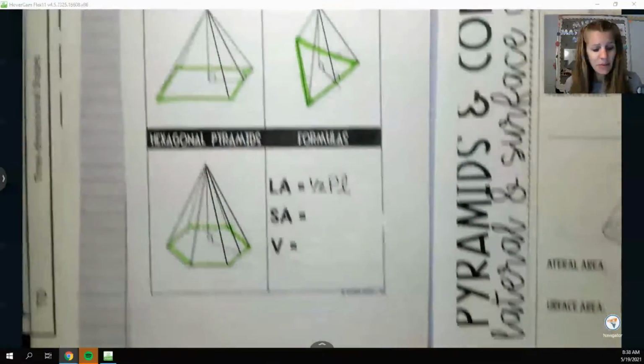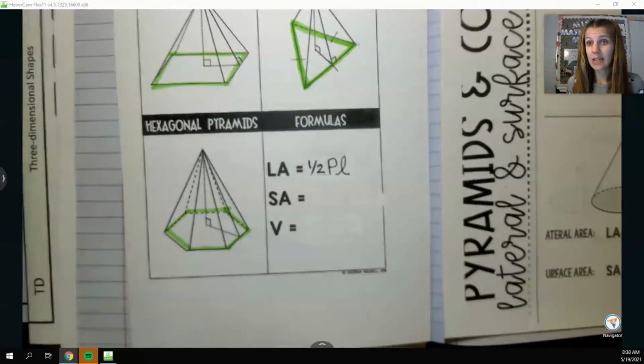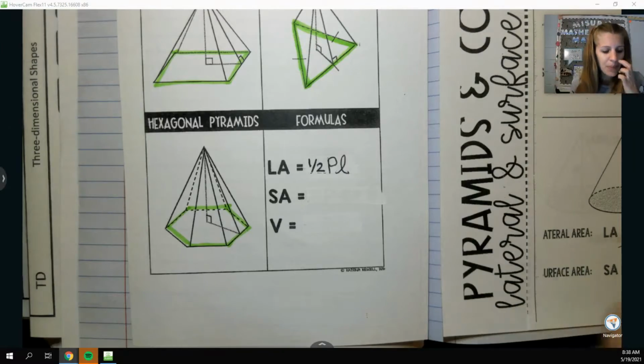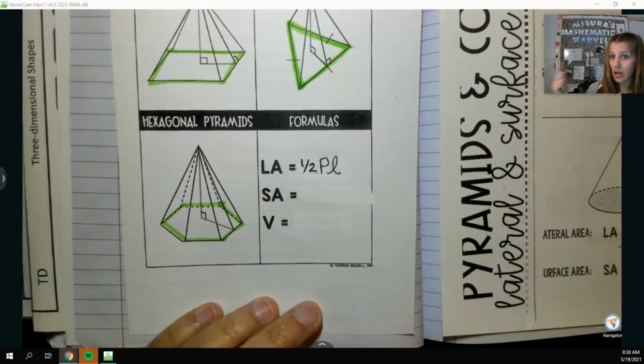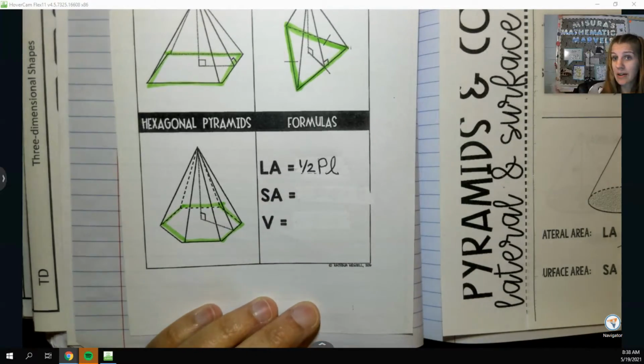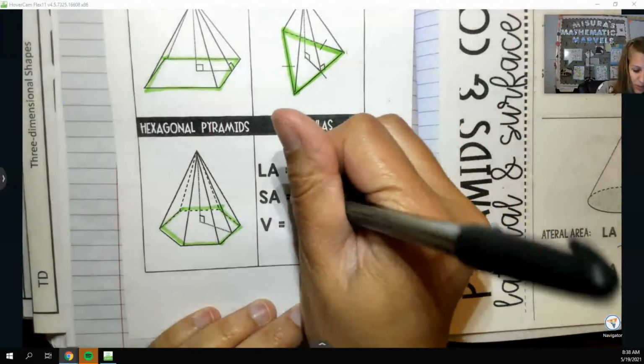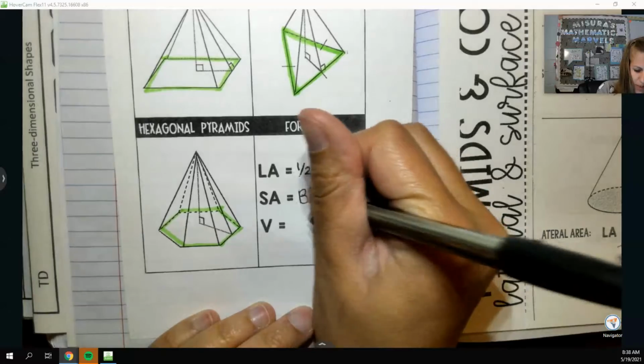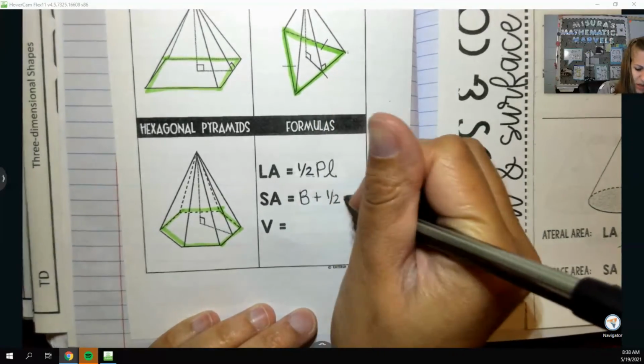Then once I have that lateral area, it makes finding surface area so much easier, because surface area is all the stuff around, so the lateral area, plus the area of the base, which in this case there's only one base. So one base plus the lateral area, so half PL.